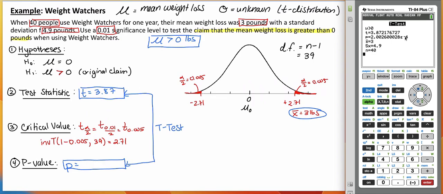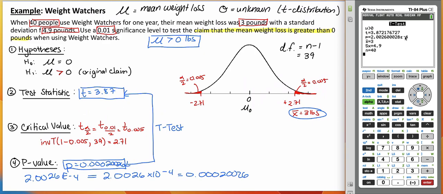So I'm going to write it down on our handout here. 2.0026 e to the negative 4 is your calculator's way of writing this number in scientific notation. So this is really 2.0026 times 10 to the negative 4, which is the number 0.000200026. So that number right there is actually your p-value. It's a very, very small decimal, okay? And because it's so small, if you're using the p-value method, this will tell us to reject the null hypothesis.